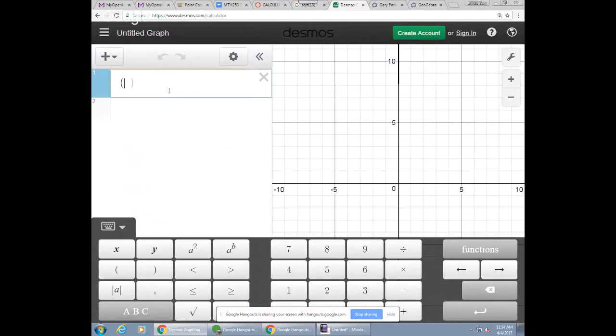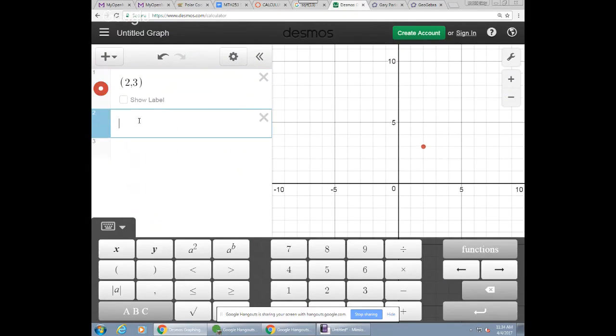Can we plot points in Desmos? 2, 3. Oh yeah, look at that. And then can we do 3.6 semicolon 0.98? Can you do that, Desmos? Oh, I didn't like it. Darn it. Okay. So Desmos doesn't seem to like plotting points in polar. Bummer. But GeoGebra does.